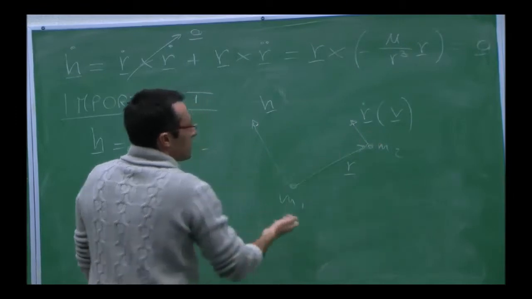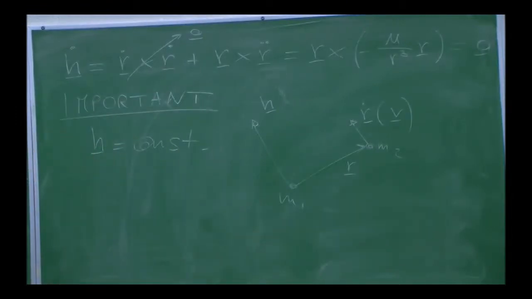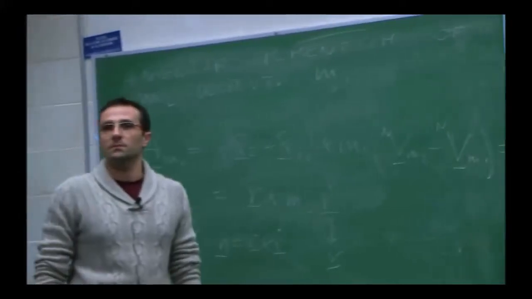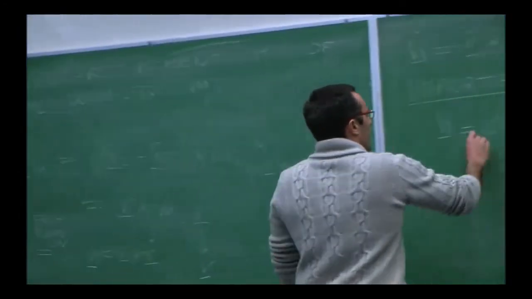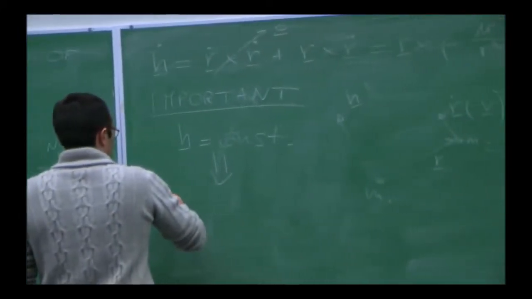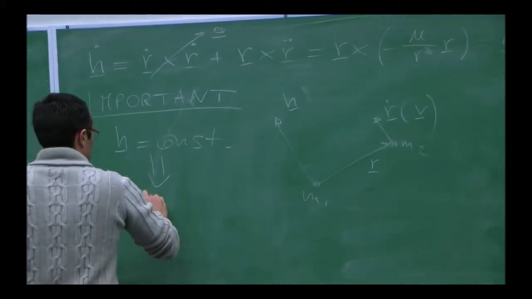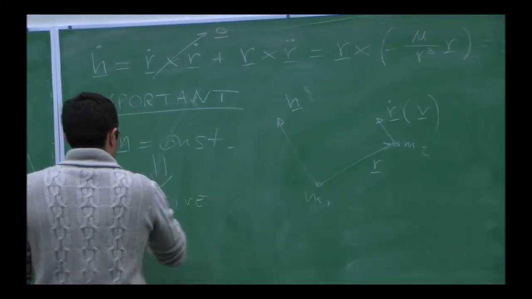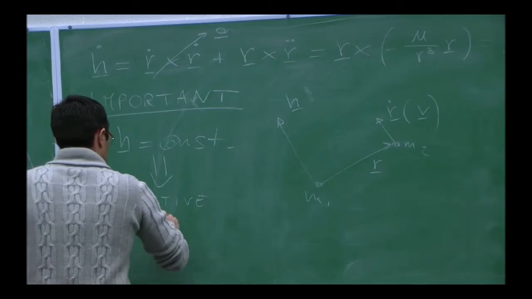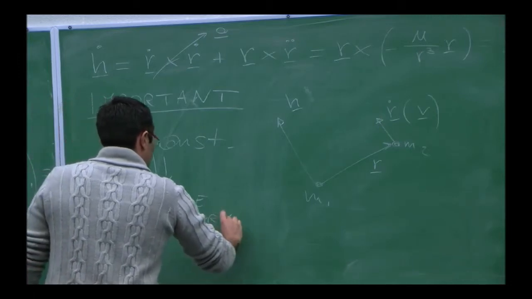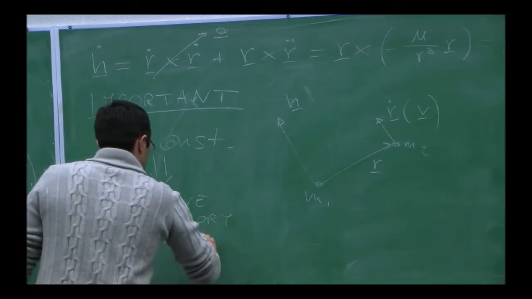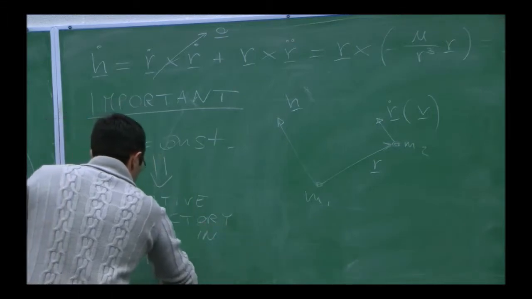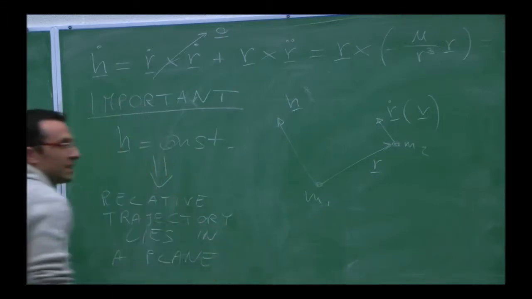Is h perpendicular to some plane? Yeah, the plane that contains position and velocity, right? That's how it's defined. It's a cross product. So that plane doesn't change, because its normal doesn't change, right? So this implies that the relative trajectory lies in a plane. The plane doesn't change.